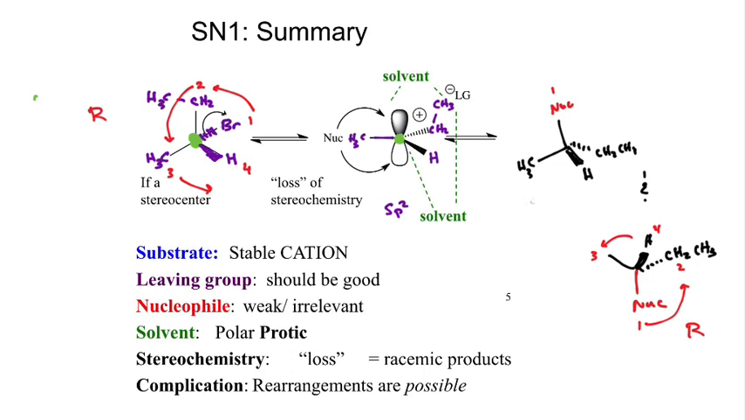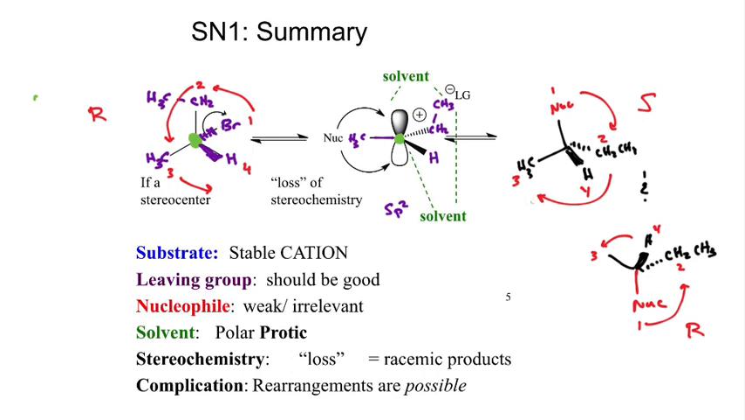What about the top one? 1 to 2 to 3, there's our 4. We're going from 1 to 2 to 3. That looks like we're moving clockwise, but our hydrogen's aimed at us, so that becomes S. Damn. They're different. Because they're different, we get two possible products.